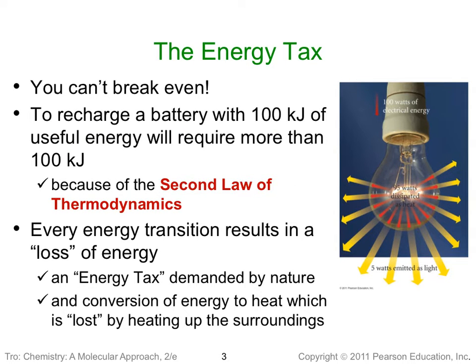Turns out that even the transfer of energy is going to have a problem with it, right? So you're not even going to break even. If you want to recharge a battery with 100 kilojoules of useful energy, it's going to require more than 100 kilojoules. And that's due to the second law of thermodynamics. So every energy transition results in a loss of energy, or this energy tax, if you will. And that means that something's lost to the surroundings by heating it up.